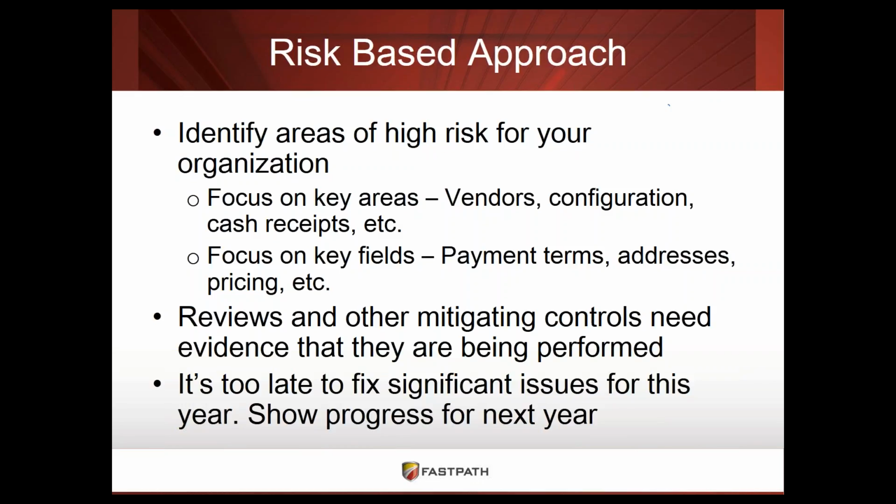It's a good idea to review all of your mitigating controls if they need evidence that they are indeed being performed. So have you been going in and reviewing access? Have you been going in and doing your segregation of duties analysis? And with this year being at the end of the calendar year, it's probably too late to really fix significant issues. But the idea is to identify the proper scope, again risk-based, and take that into next year and start showing progress.